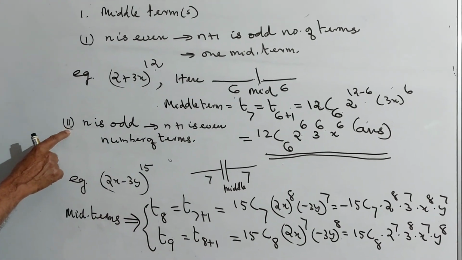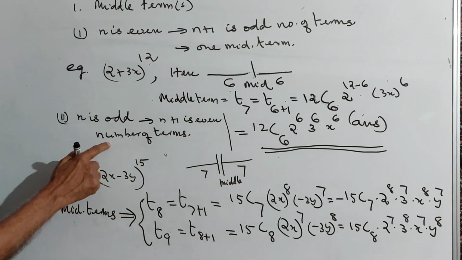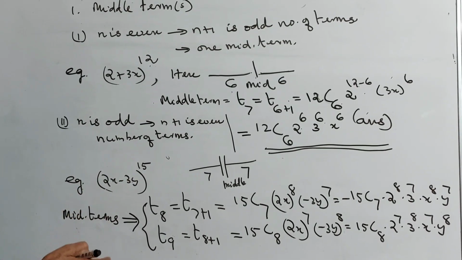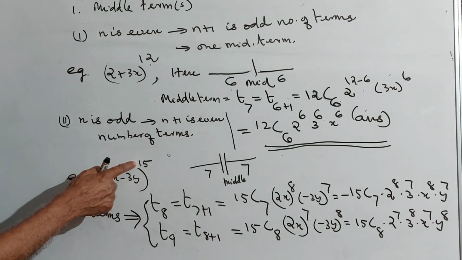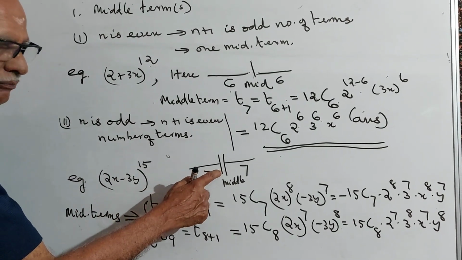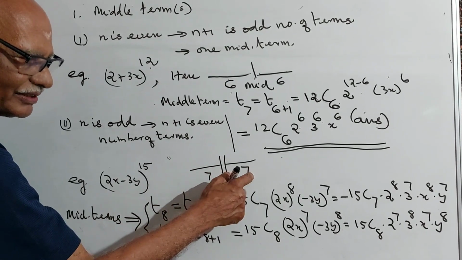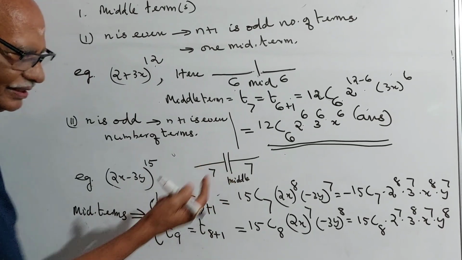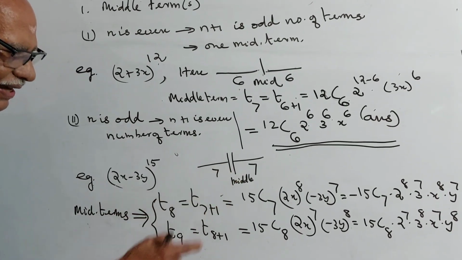Now case 2, when n is odd, n plus 1 is even. So the number of terms is even. That means there will be 2 middle terms. For example, (2x minus 3y) the whole raised to 15. There are 16 terms. So the middle term will come after 7 terms. So before the middle term there will be 7 terms. After the middle term there will be 7 terms. 7 plus 7 is 14. So 2 terms will remain as the middle terms. So the middle terms are T8 and T9.